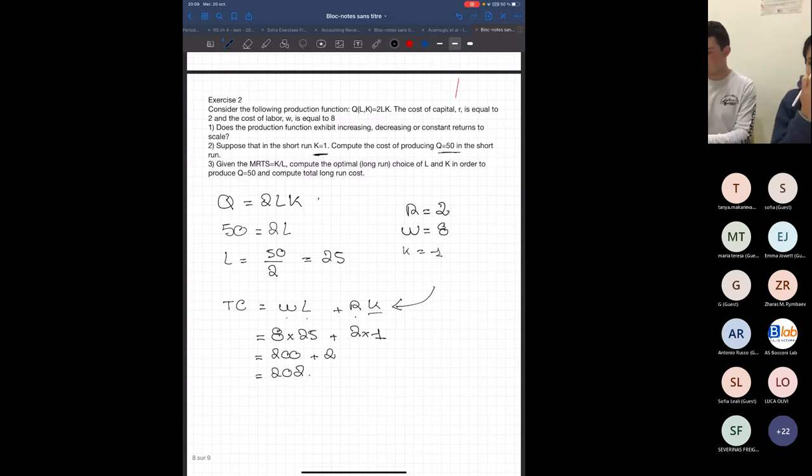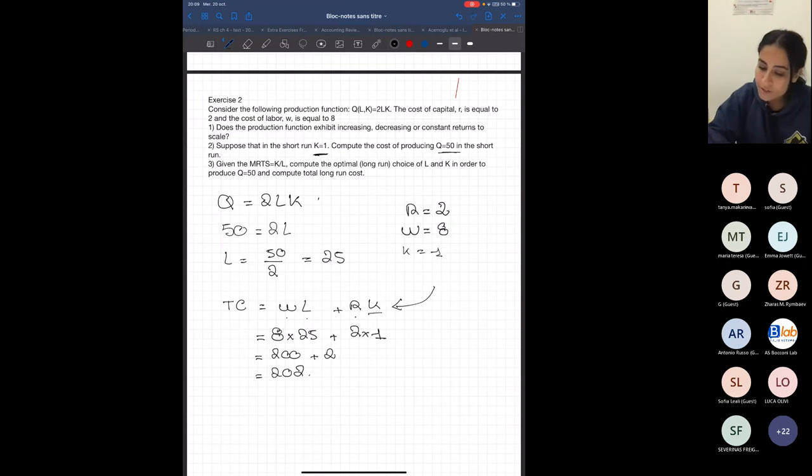All right, so I'm gonna read the third question, so you guys can go through it for a bit, and then, as usual, I'm gonna solve it. So, given the MRTS, compute the optimal long-run choice of labor and capital in order to produce 50 units and compute the total long-run costs. Okay, so I'm gonna keep the exercise here so you guys can see the values, and in like 5 minutes we're gonna solve it.